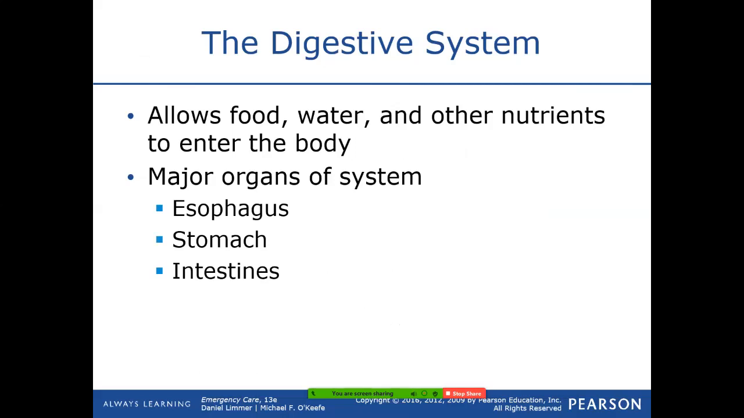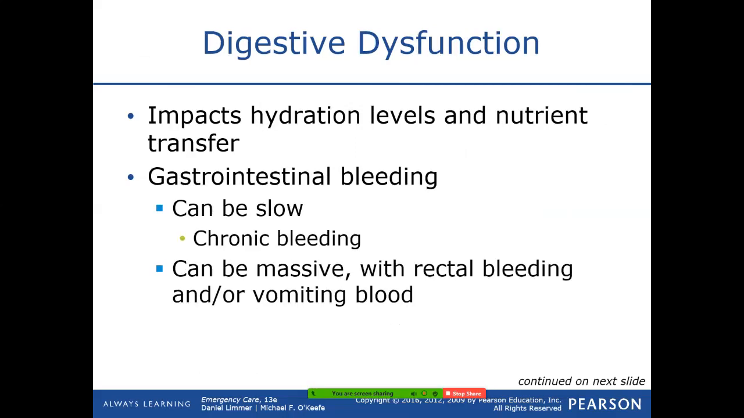All right, the digestive system allows food, water, and other nutrients to enter the body. Major organs of the system are the esophagus, the stomach, and the intestines. All right, different dysfunctions we could see. This system, of course, will affect dehydration levels and nutrient transfers. So GI bleeding. GI bleeding is something that you'll probably come across at some point in your EMS career. There's a very distinct smell associated with GI bleeding.